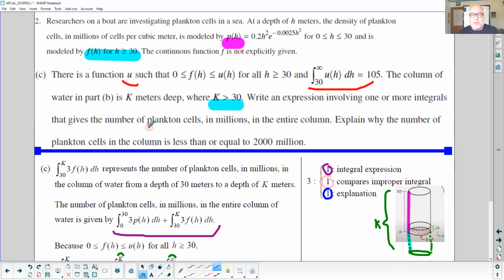So the number of plankton cells in the entire column, that's kind of what we did last time in part B, except we're going farther. So just breaking this up and thinking about it, you need to do the exact same thing you did in part B, but then you need to go farther past 30. And remember, the P is in purple highlighter here. That's this little strip. But once you get past that, you jump to a new function, which I highlighted in this blue, and that's your F function. So now you just have to do this.